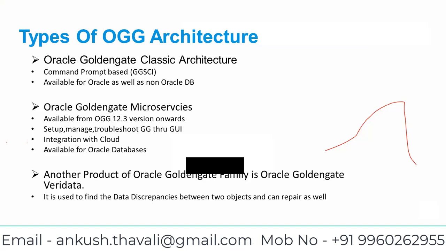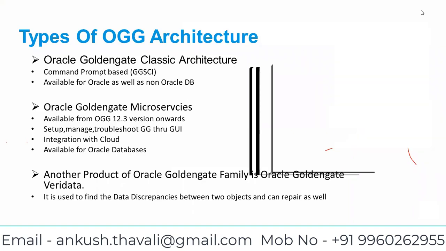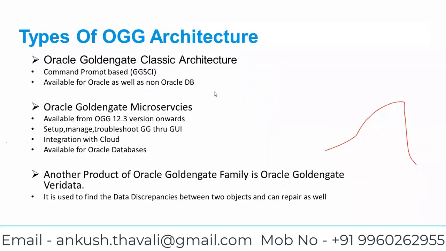So Oracle Golden Gate. What are the different types of Golden Gate architectures? There are two types of Oracle Golden Gate architecture. One is the classic architecture and the second is the microservices architecture. Now, how many of you have heard about the classic architecture and microservices architecture? Type in the chat window if you have heard about them.